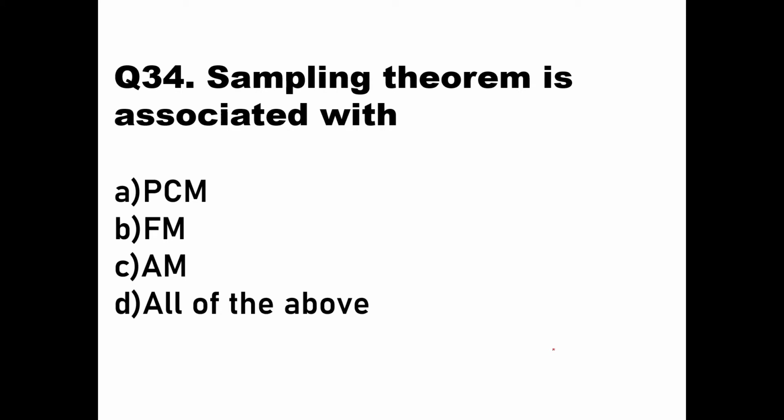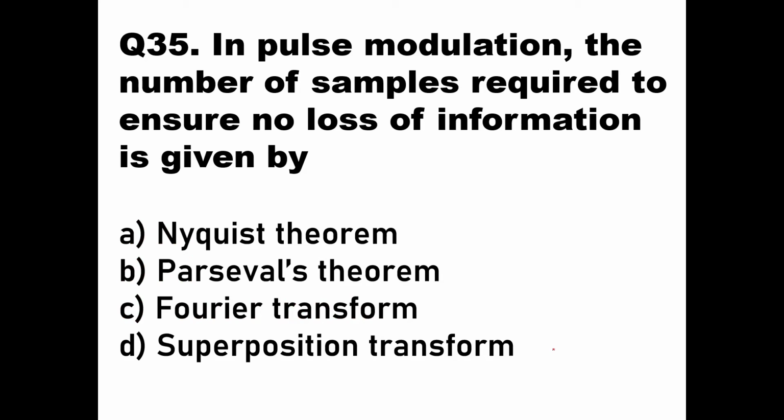The number of samples per second, that is the sampling frequency Fs, should be at least greater than or equal to twice the highest modulating frequency. So here the option is the first one, PCM, pulse code modulation. Okay, the sampling theorem is used in pulse code modulation. Then we'll go to the next question, question number 35.